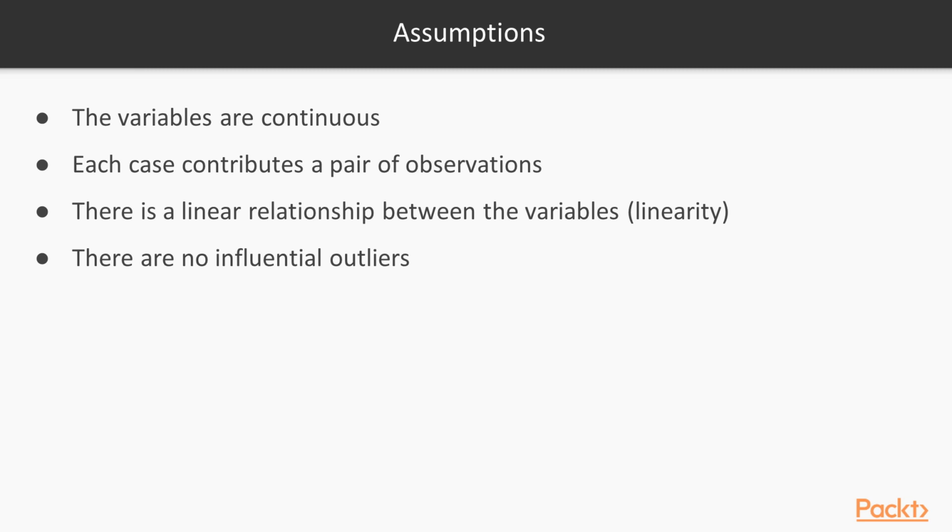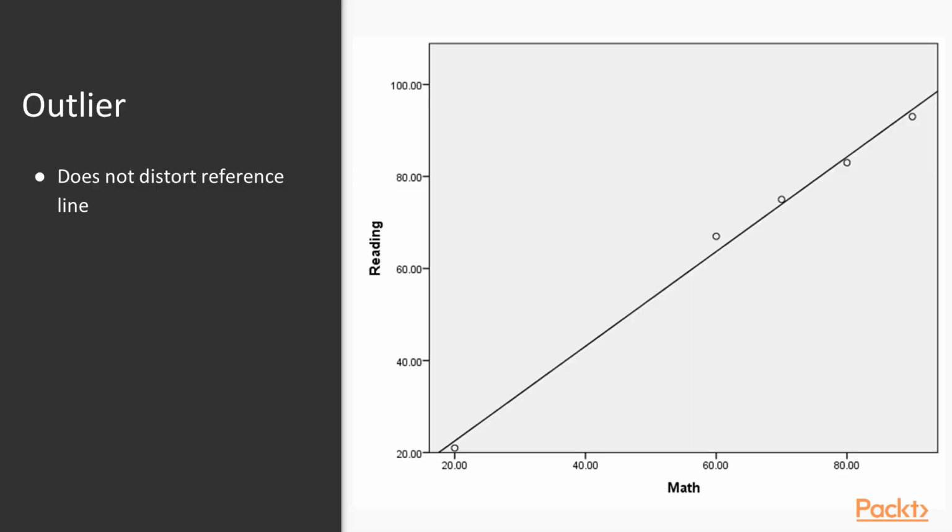A fourth assumption is that there are no influential outliers. It's okay to have some outliers, but you really want to avoid those influential outliers. Now, what do I mean by that? Notice this example here. Most of our data is up here. We happen to have an outlier down here. Somebody that has a very low math and reading score. But notice that this outlier does not distort the reference line. It falls pretty much right in line where all the other values are. This kind of outlier is not influential.